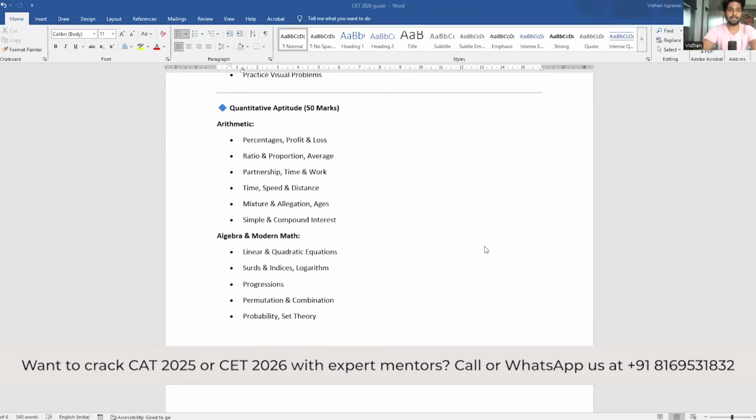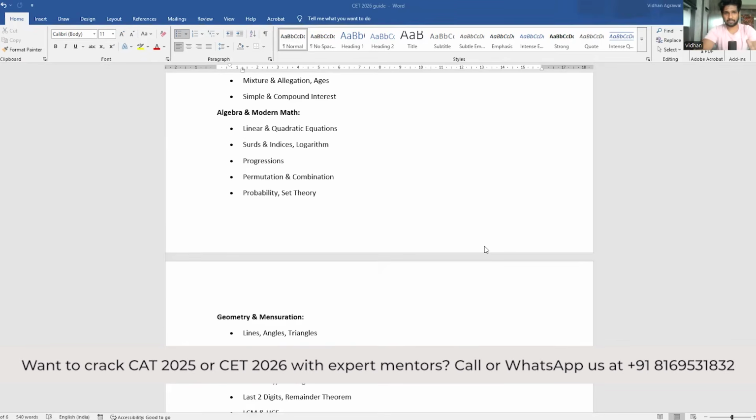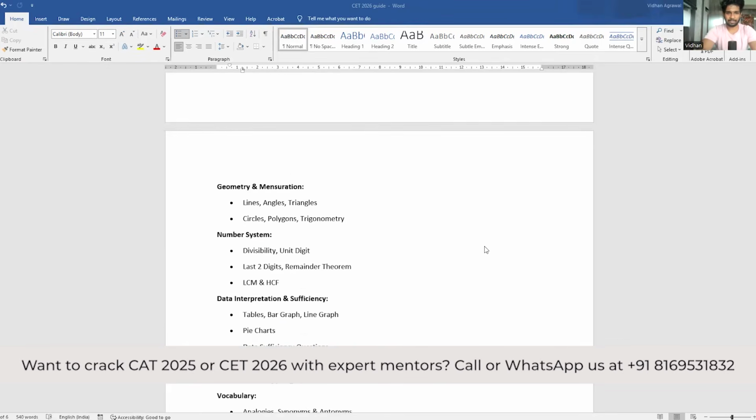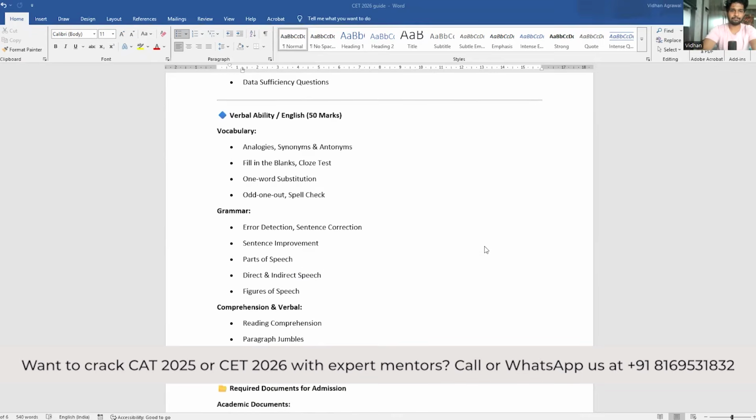Okay, so these are the chapters: percentages, ratio, mixtures, simple and compound interest problems. You might be knowing all of these things. You can pause and have a look at these things.